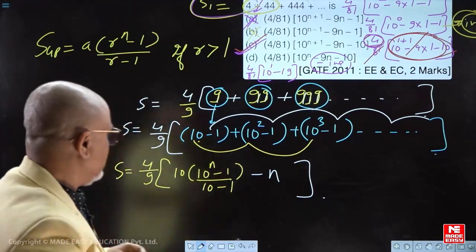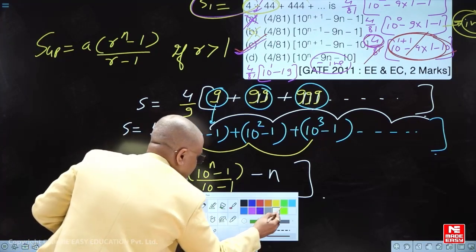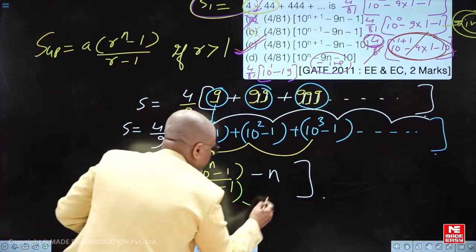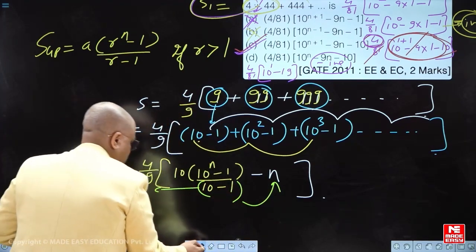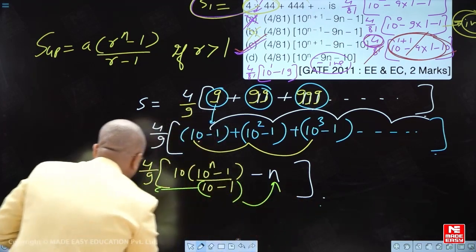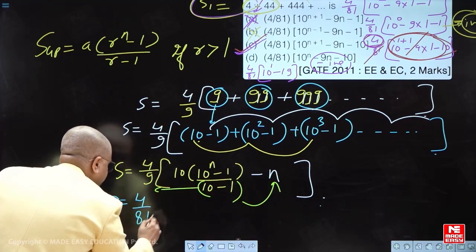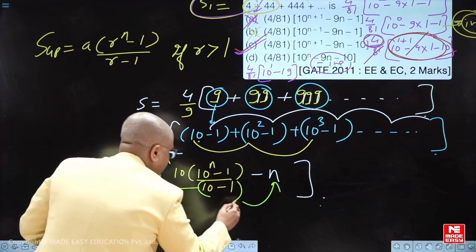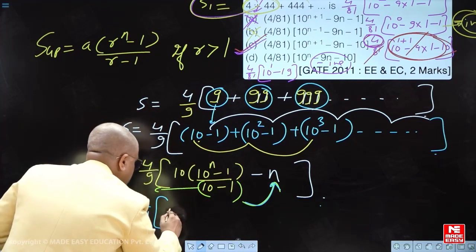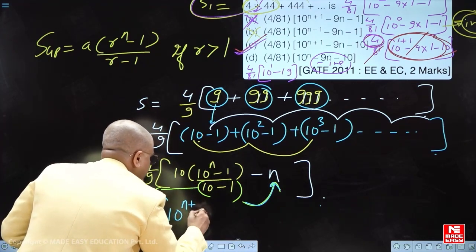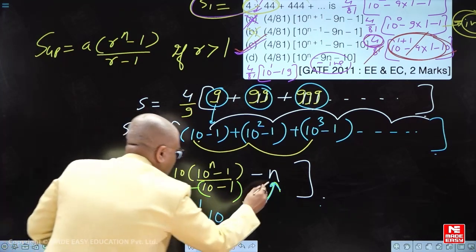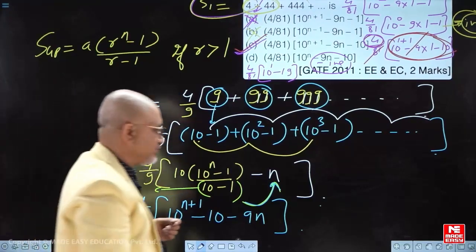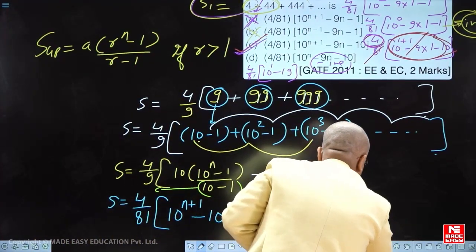Now let's solve this. Please make sure that if you want to take 9 outside, don't forget to multiply it over here and take it outside as well. Both things have to be kept in mind. S is equal to 4 upon 81. This 9 will come outside, and don't forget to multiply it over here as well. So we have 10 raised to the power n plus 1, minus 10, minus 9n. So let's match it with the options, which is option number C.